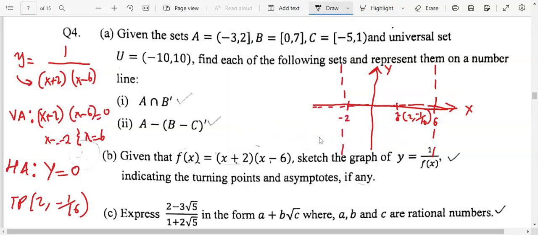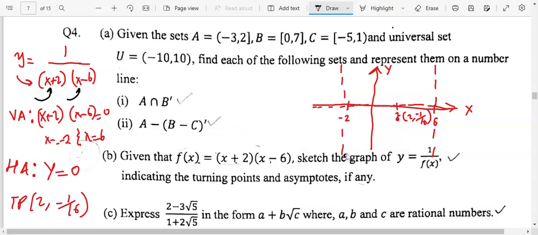So the graph, what else have we been told? Indicating the turning point and asymptotes. Now, what happens when x is equal to 0? Okay, try to put x is equal to 0. Put 0 here, that will just be a 2, right? Put a 0 here, that will also be a negative 6. So that will be 1 over negative 12.